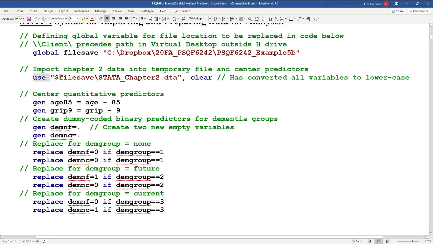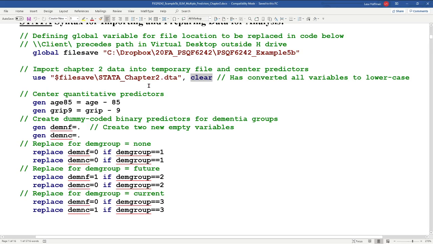And note that the reference for file_save, the way that it works in Stata, is the $ and then the name. So that is filling in this entire path every time we have file_save with the $ sign printed here. And then clear means that if the data set already is in memory, then I'm allowed to reopen it and write over it, which is handy if I happen to make a mistake and I need to re-import the data.